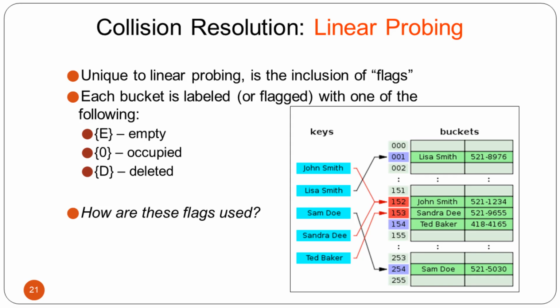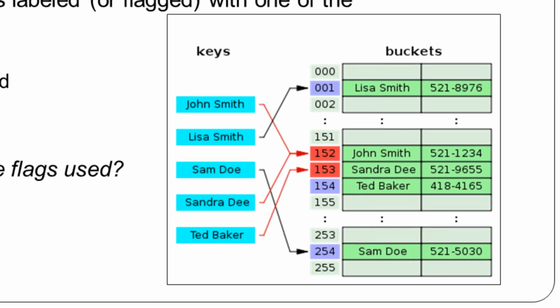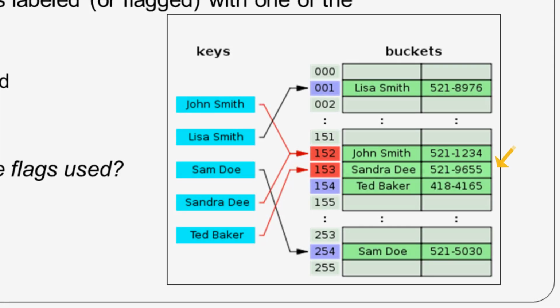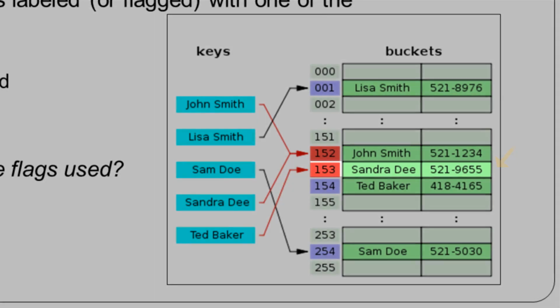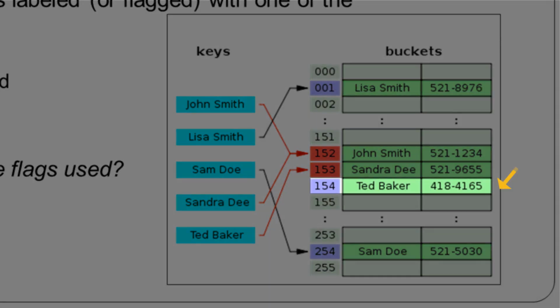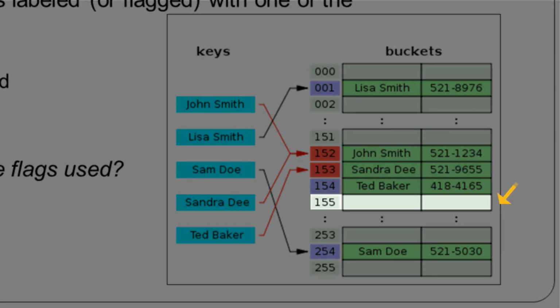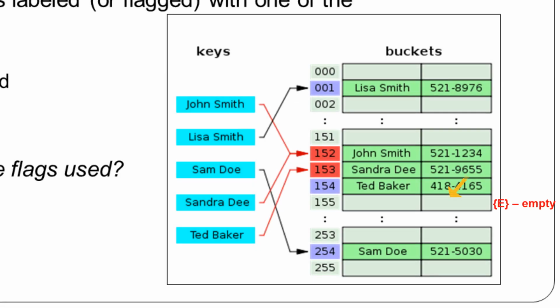So what happens? We take the key that we're looking for, put it through the hash function, and get a location. We'll discover that either that position is occupied by something else, or that position is empty. Let's start with the scenario that we're looking for something and it hashes to, let's assume, 152. But we're not looking for John Smith. We linear probe to 153. That's not what we're looking for. We linear probe to 154. Ted is also not what we're looking for. We linear probe to 155, and we reach a blank. This would be labeled as E for empty.